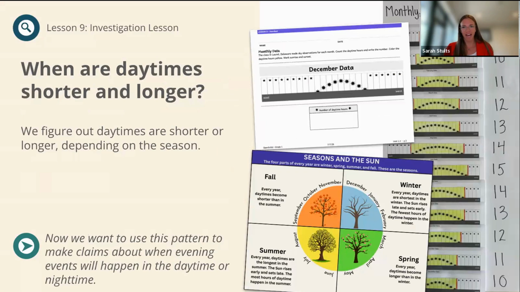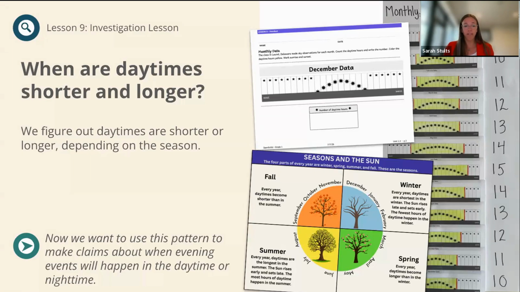And that's where we begin Lesson 9, trying to figure out, when are daytimes shorter or longer? We are able to use more sky observations from the other first grade classroom, these providing data for a day in each month. We individually analyze the data for one of these months by counting and coloring the hours of daytime. And then we combine them into a class monthly daytime graph. We use our graph to compare the number of daytime hours and the length of daytime, as well as when the sunrise and sunsets occur across all 12 months.